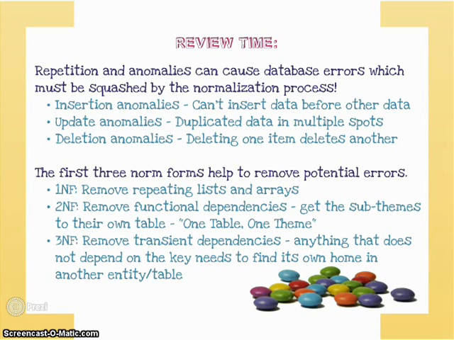In first norm form, it's vital to get rid of repeating lists and arrays, and make sure that each column only talks about one type of value in the attribute. Second norm form gets rid of functional dependencies. Remember, one table, one theme. Any sub-themes need to be moved to their own table. And finally, with third norm form, we got rid of transient dependencies, which are anything that does not depend on the key for the table. Transient dependencies need to go find their own home in their own entity or table.